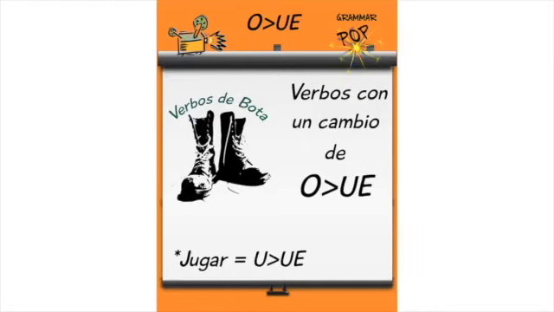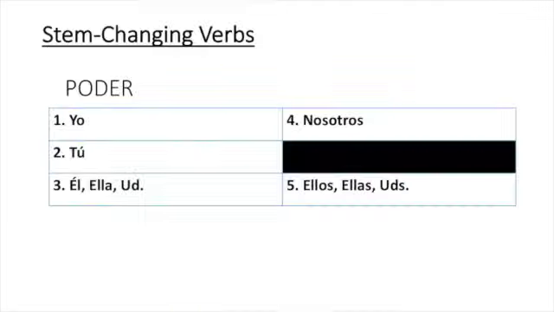So E to IE stem changers, like the verbs that you just saw, querer, pensar, empezar, those are E to IE stem changers. As I told you before, there are 4 kinds of stem changers in Spanish, though. So you know how to do E to IE now. Let's look at another type of popular stem change, which is the O to UE stem changer.